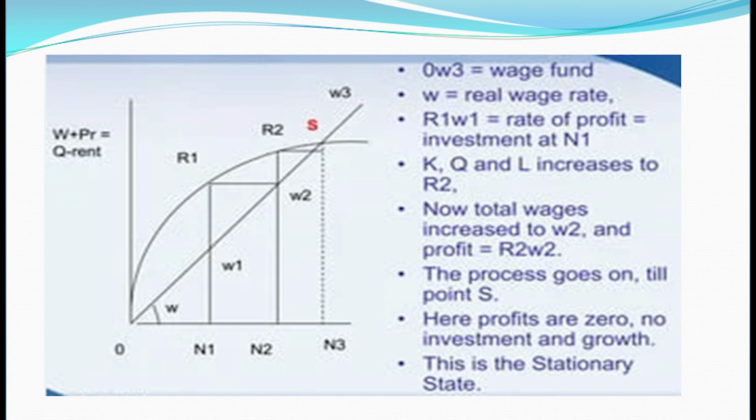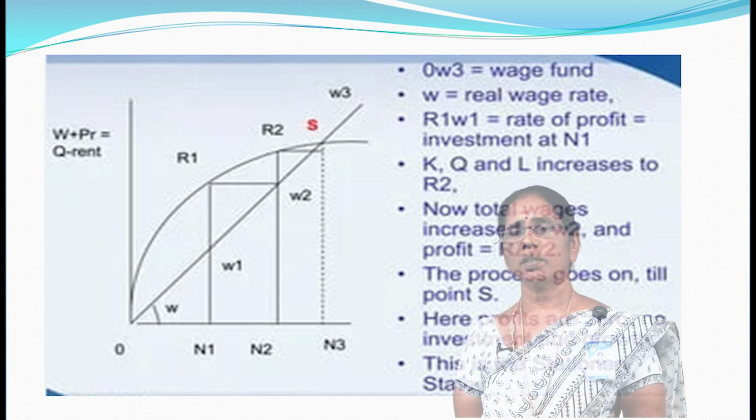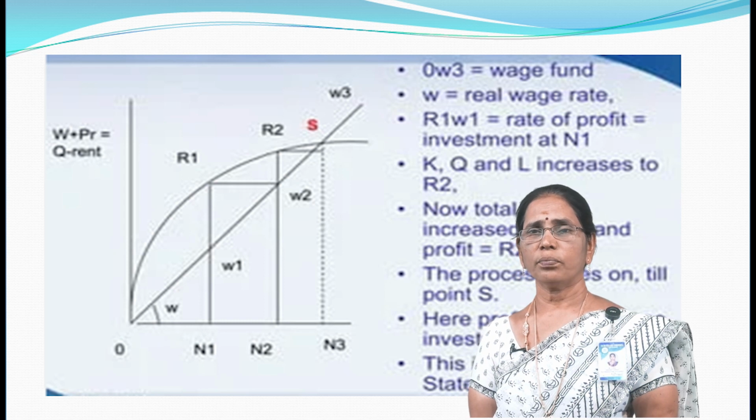The process goes on till point S. Here profits are 0. There is no investment and growth. This is the stationary state as explained by Ricardo.